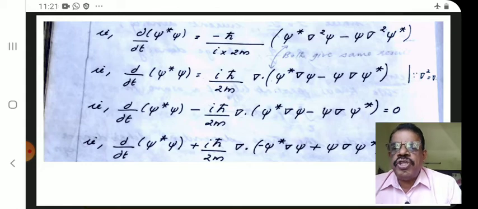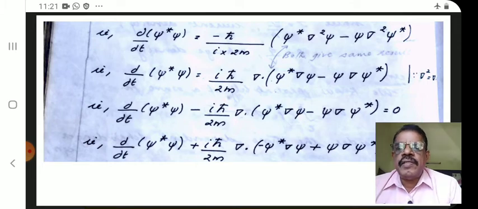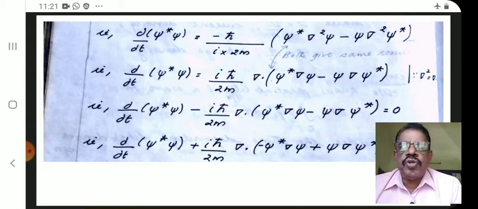We take a term in the RHS to the left. That is ∂/∂t of ψ*ψ minus iħ by 2m del of ψ* del ψ minus ψ del ψ* equal to 0.